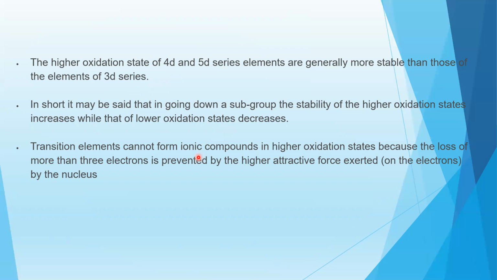Transition elements cannot form ionic compounds in higher oxidation states because the loss of more than 3 electrons is prevented by the higher attractive force exerted on the electrons by the nucleus.